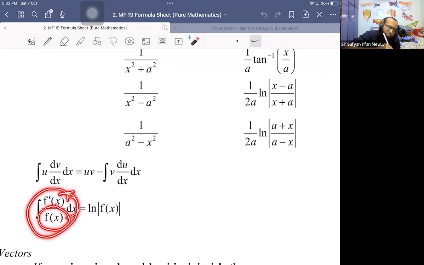then the answer of this integration will be just take ln with the denominator, and that will be your final answer.